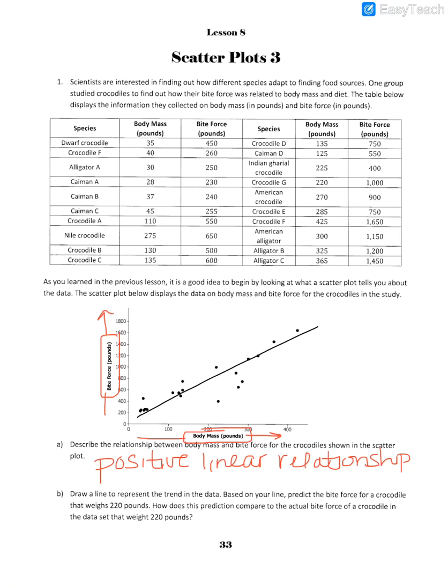All right, based on your line, predict the bite force for a crocodile that weighs 200 pounds. So we're going to use our line that we drew. We're going to go to 200 pounds, go up to our line, and then go over to the y-axis. I can't really see this because I drew over it. Looks like about 700 pounds. So I'm going to guess about 700 pounds.